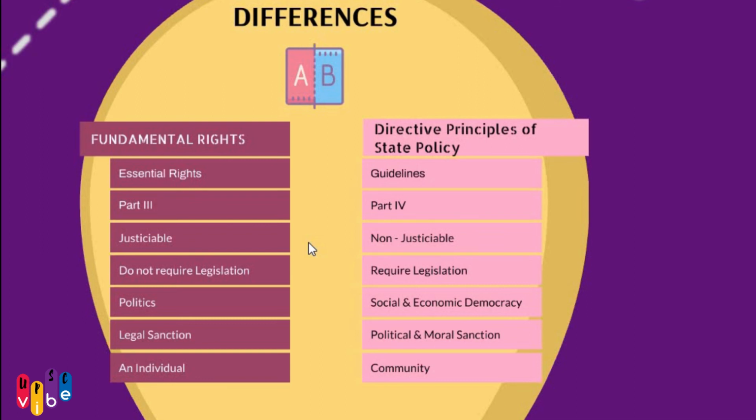And the next point, political democracy versus social and economic democracy. Fundamental rights establish political democracy, while DPSP establishes social and economic democracy. Fundamental rights have legal sanction, and DPSP have political and moral sanction.